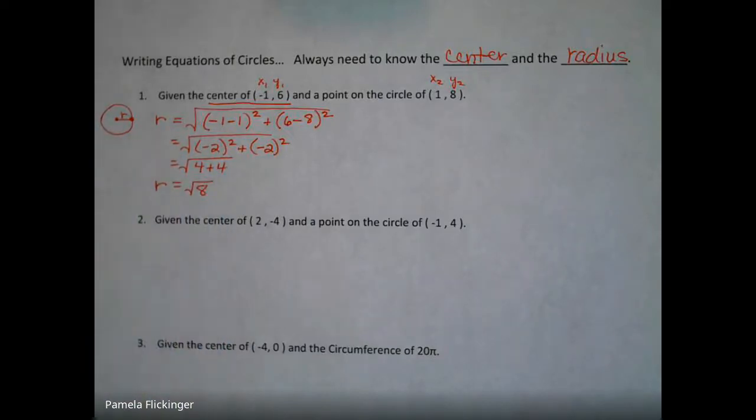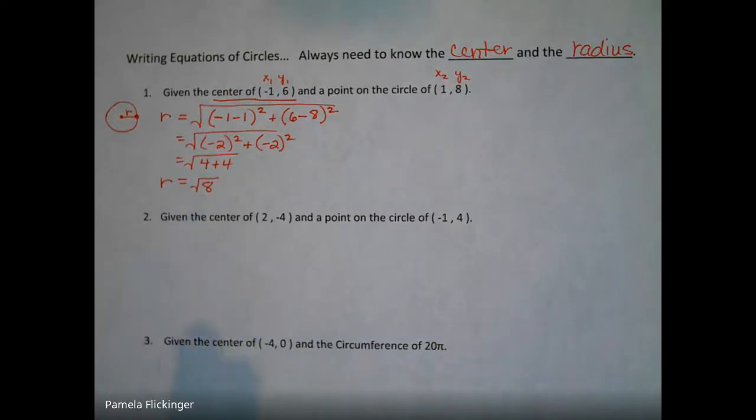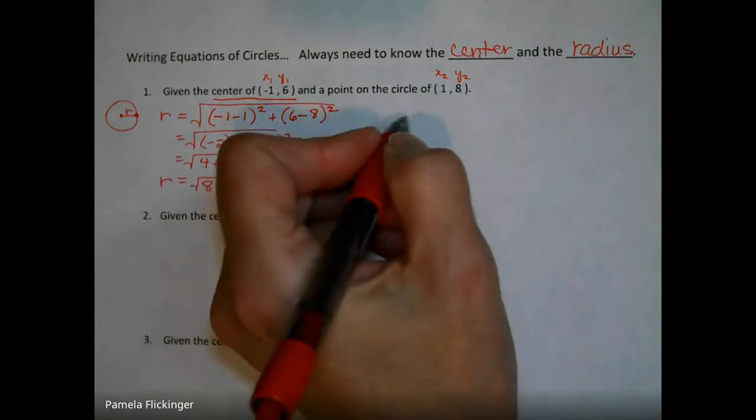Now, our objective here is to write the equation. So I'm not worried if you simplify that. If it asks for the radius, then I would want you to give me that in simplest radical form. But we just need to know what it is so that we can now write our equation.